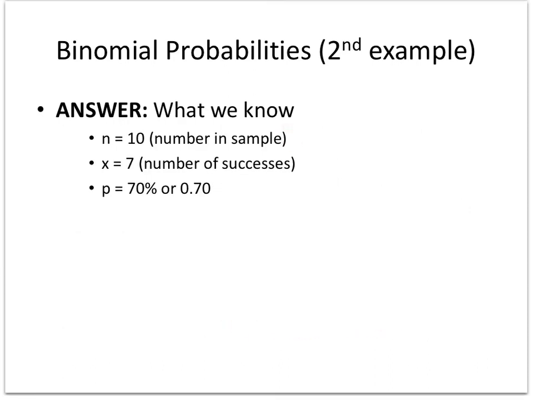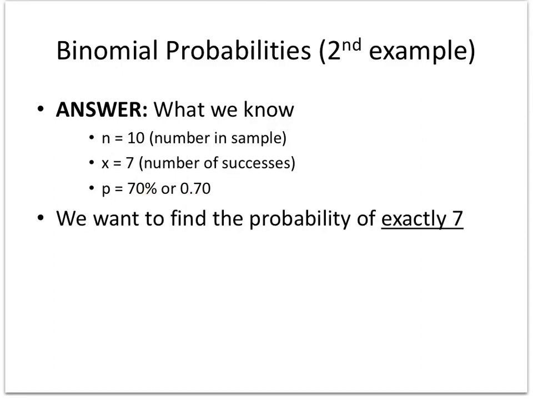So what do we know? We know that there's 10, the number in the sample. We want to find the probability of 7 successes. The probability of a success, that they recognize the brand, was given as 70%, or in decimal 0.7. Once you know this, you can just plug all this into your calculator.